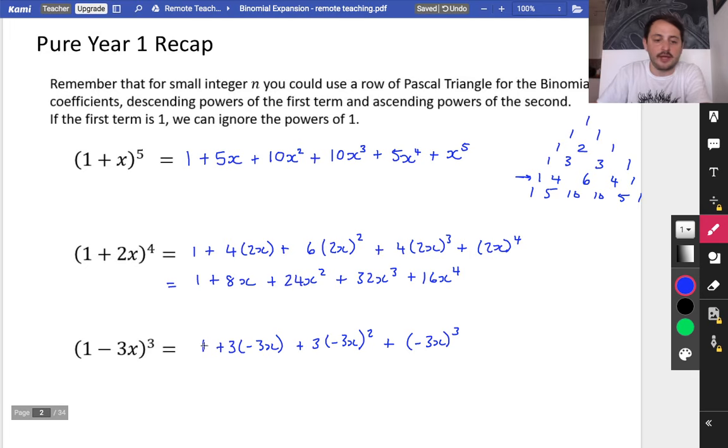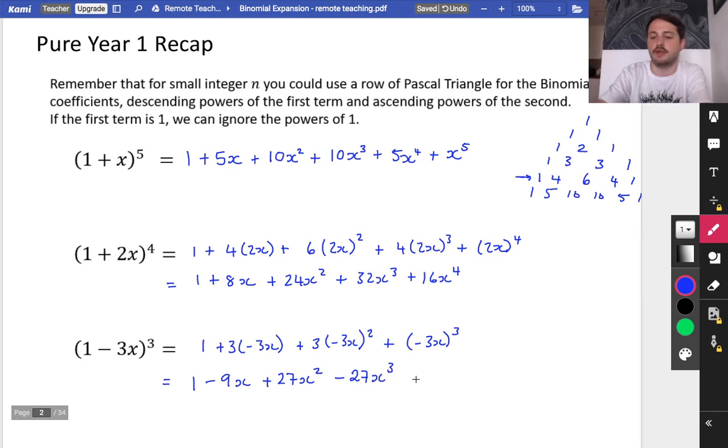We don't have to worry about any of these powers of 1, because 1 to the power of anything is just 1. So you end up with 1 minus 9x. Now 3 squared is positive 9, and multiply that by 3 and you get 27. So you get plus 27x squared, and then negative 3 cubed is going to be negative 27x cubed.